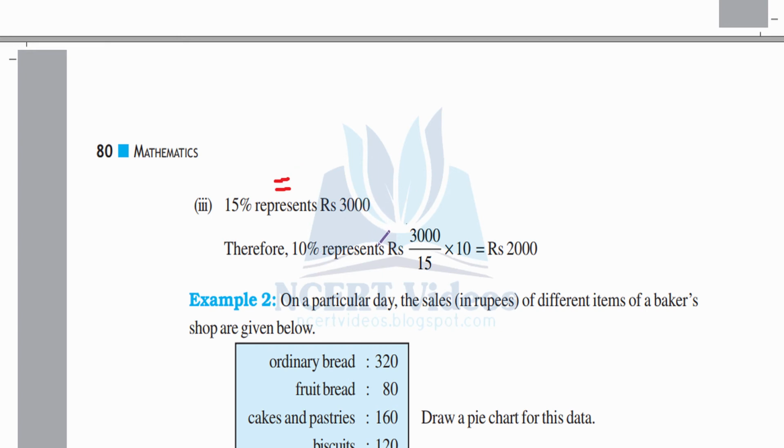Therefore, 10% would be equal to how much? So this is just the unitary method used over here. How much would be 1%? It would be 3000 over 15. Simple. So the same has been done over here. This is the value of 1% only. 3000 over 15. How? Let's explain it here.